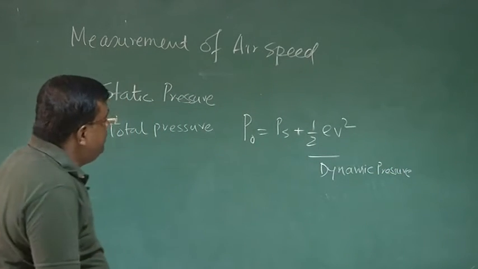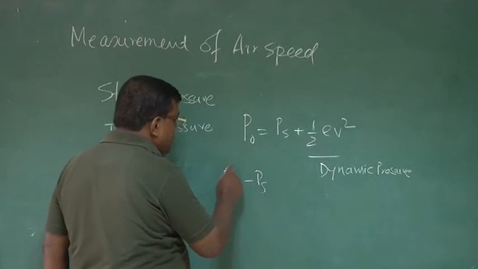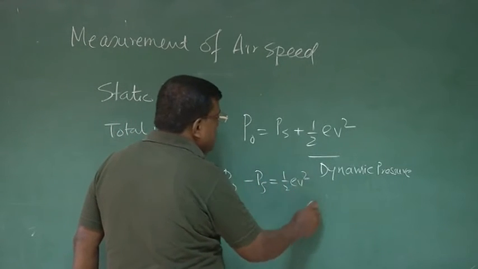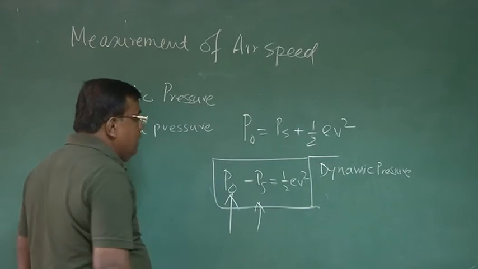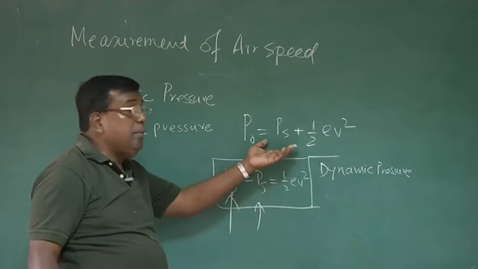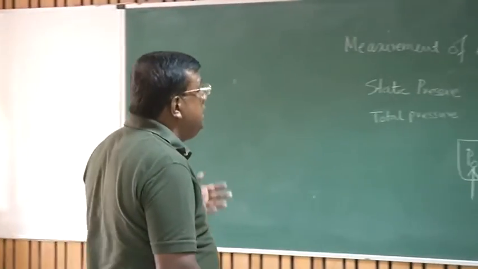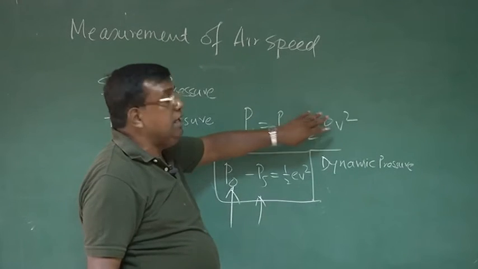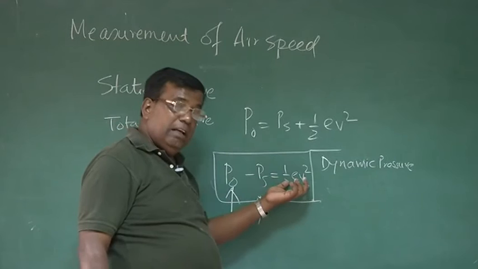Let us see what is the difference between static pressure and total pressure. This is nothing but half rho V square. So the difference between total pressure and static pressure is nothing but dynamic pressure. I am referring to low speed incompressible flow. So whatever we'll be using now, keep that in the back of your mind. I repeat again, total pressure is static plus dynamic pressure. So the difference between total and static is nothing but dynamic pressure.